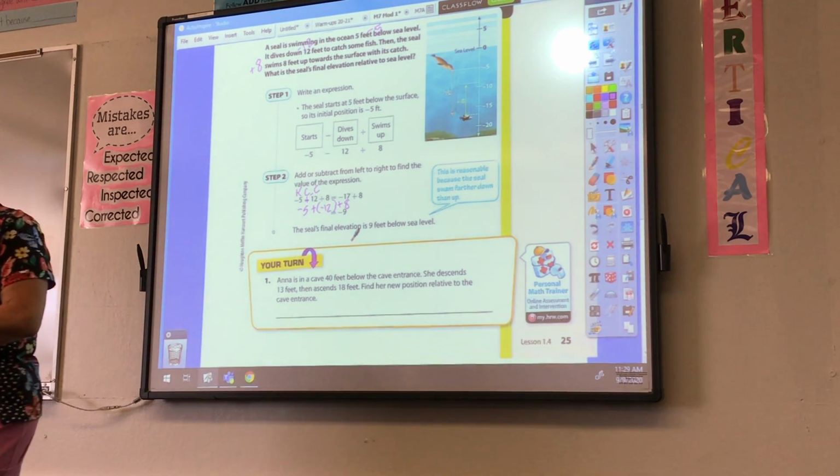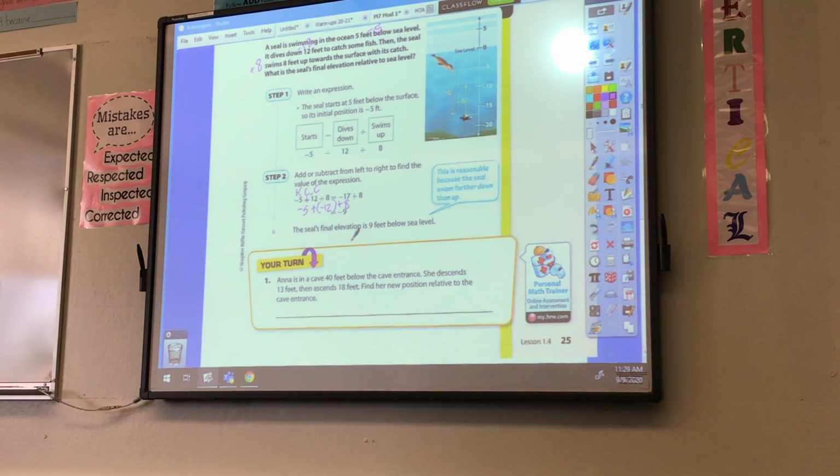Yes, Josh? Are you dividing? We are not dividing, those are plus signs. Oh, okay. Does it look like a division or a plus in your book? Yeah, in your book it looks like that. Yeah, that's just because it's on the screen.